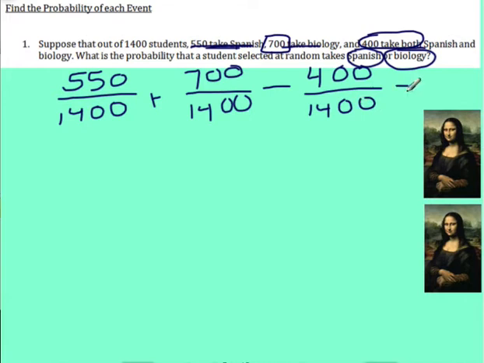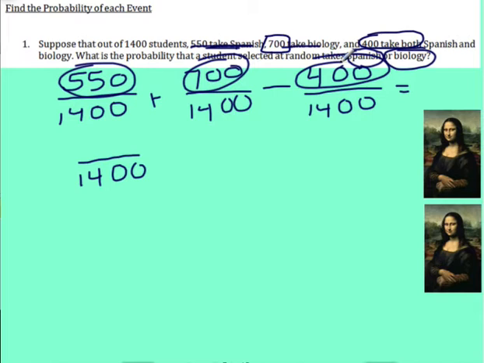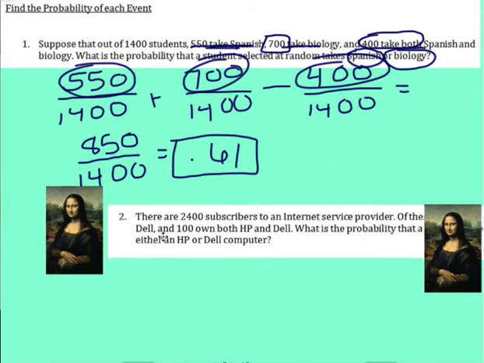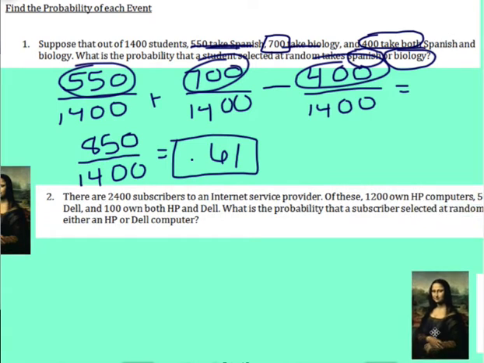Remember, when you add fractions, you keep your denominator the same, and then you add and subtract. So you're going to take 550 plus 700 minus 400, and that's going to give you 850. Once you've gotten to this point, you divide that out. 850 divided by 1,400 is going to give you 0.61. So there's a 61% chance that they're taking Spanish or biology. They could be taking one or the other.